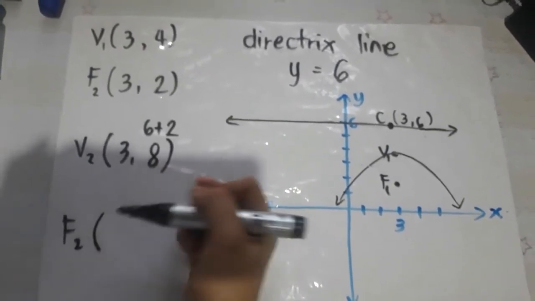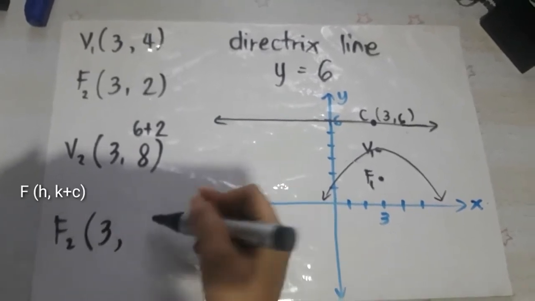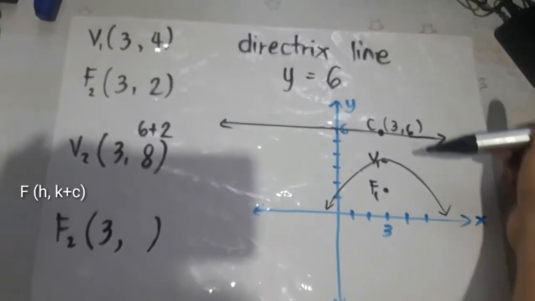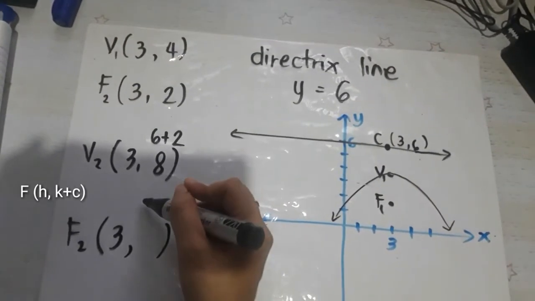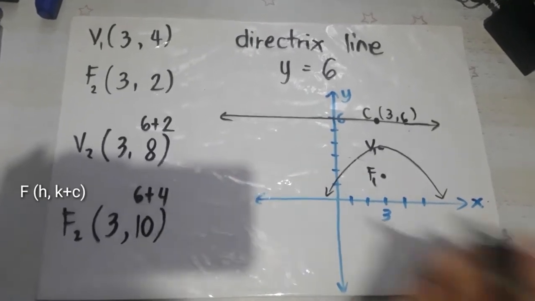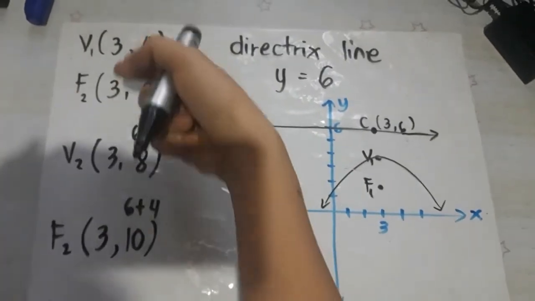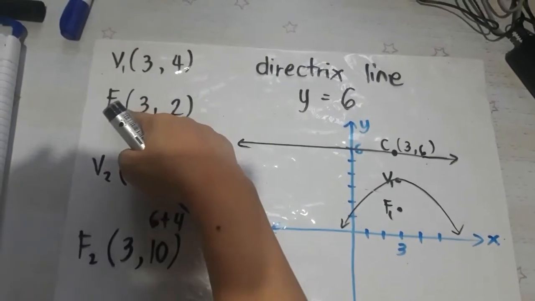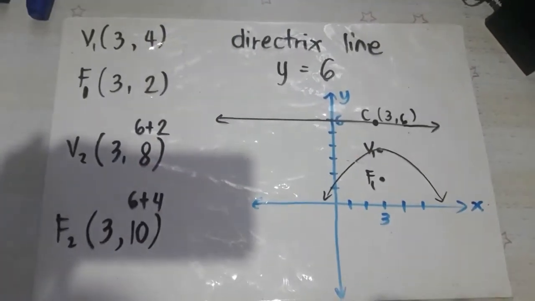And then for the focus, counting from the center going to the focus, we have 4 units. So this time we'll add 4. 6 plus 4, so that is (3, 10). So we have the complete features: V sub 1, F sub 1, V sub 2, and F sub 2.